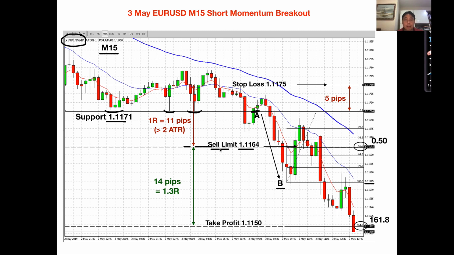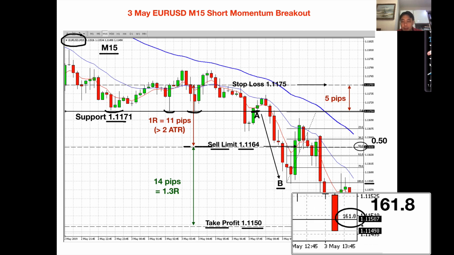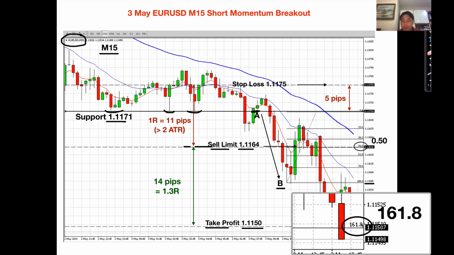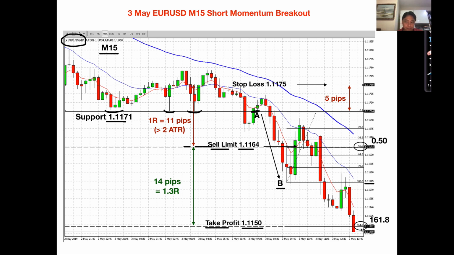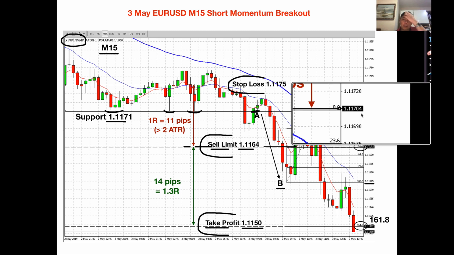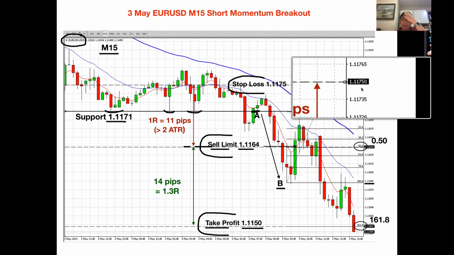Next, where's my profit target? My profit target will be at 1150, which corresponds with the 161.8 Fibonacci extension level. So I've got my sell order and my take profit. Finally, my stop loss. Where do I place my stop loss? 5 pips above the support. So 1170 plus 5, 1175.